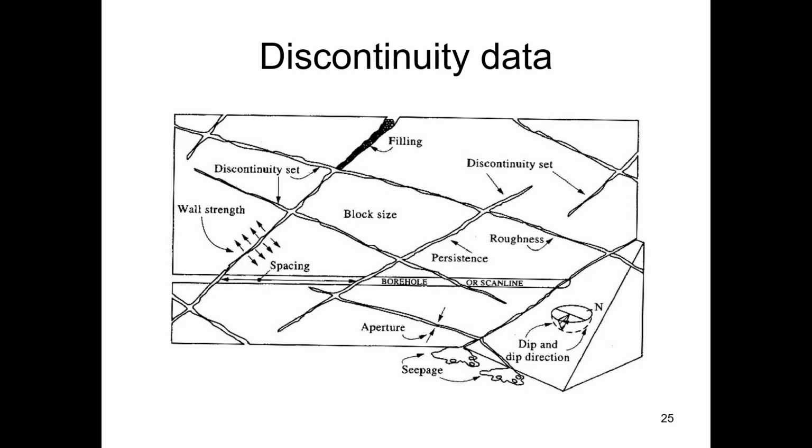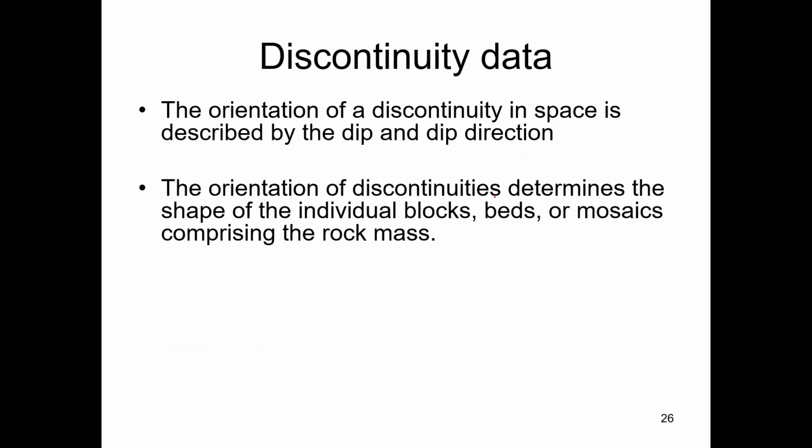Okay, now you understand that discontinuity is very important in rock mass investigation. I will show you the properties of discontinuity data, which includes roughness and filling. The important thing in discontinuity data for slopes is that normally we investigate the dip direction and dip angle.